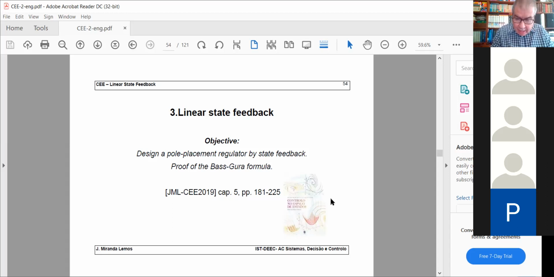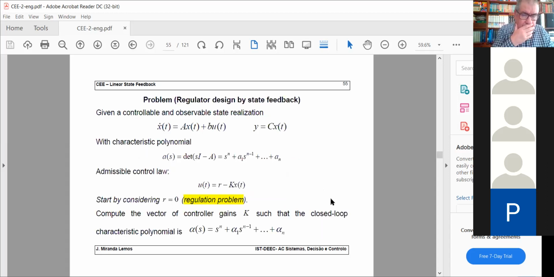Okay, and what is the problem? What is the problem that we have here? Suppose that I give you a plant and you know a state realization for that plant. Typically you are a process engineer, you get data from the plant and you identify this data and you find out A, B, and C. And now you want to design a controller.